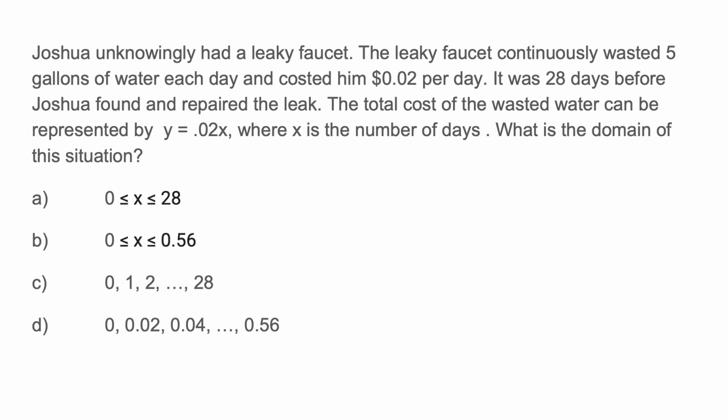Joshua unknowingly had a leaky faucet. The leaky faucet continuously wasted 5 gallons of water each day and cost him 2 cents per day. It was 28 days before Joshua found and repaired the leak. The total cost of the water wasted can be represented by y equals 0.02 times x, where x is the number of days. What is the domain of this situation?